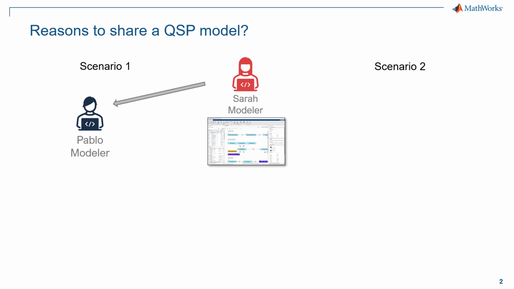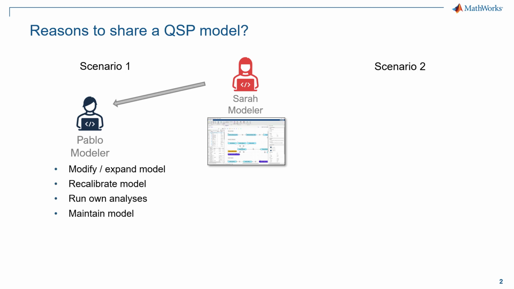And because he is a modeler, he might want to modify that model. He might want to recalibrate it using new data. He might want to run his own analysis. And maybe Sarah has developed the first version of that model, but maybe Pablo will be the one who's going to maintain it over time.